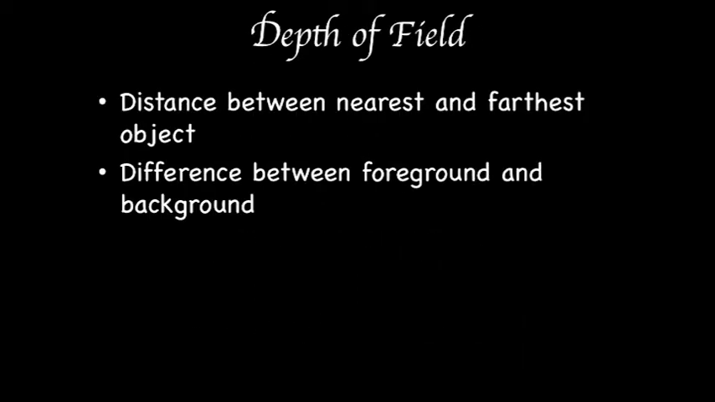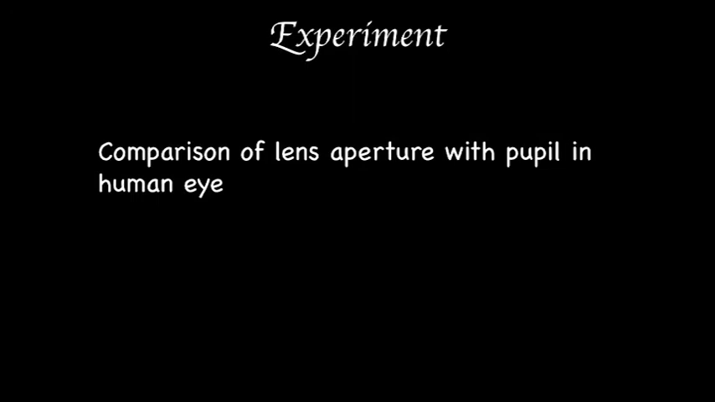So how exactly does the aperture affect the photograph that you're taking? By varying the aperture, you get the effect of depth of field, which is the distance between the nearest and the farthest object in the scene. It helps to gauge the distance between foreground and background objects. The cameras and lenses are designed based on the human eye. So for an experiment, we can try this out.